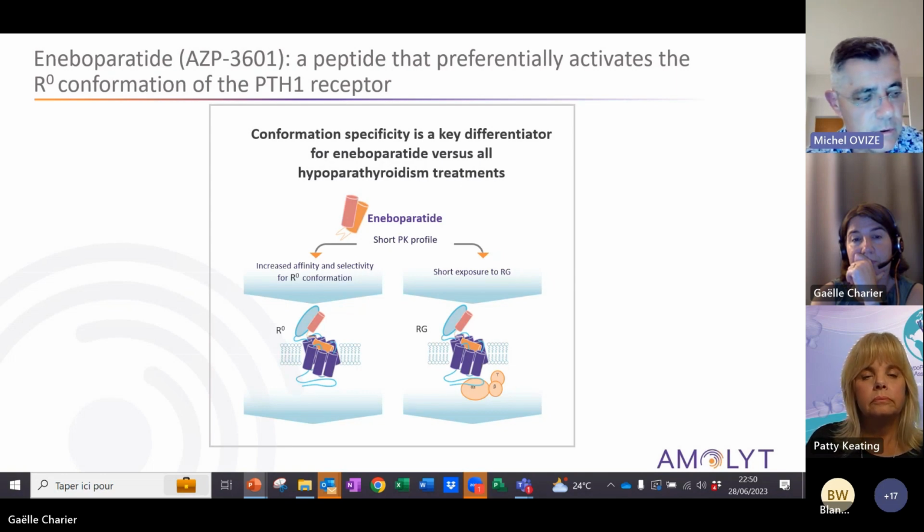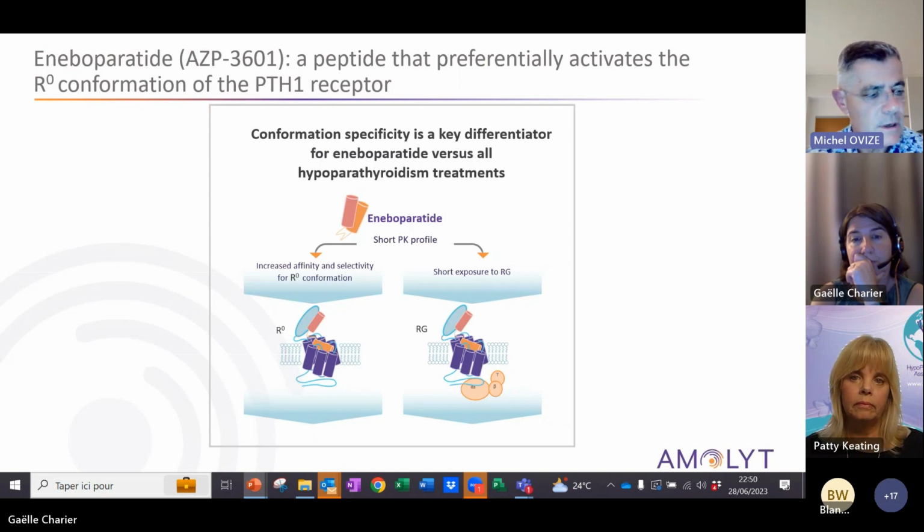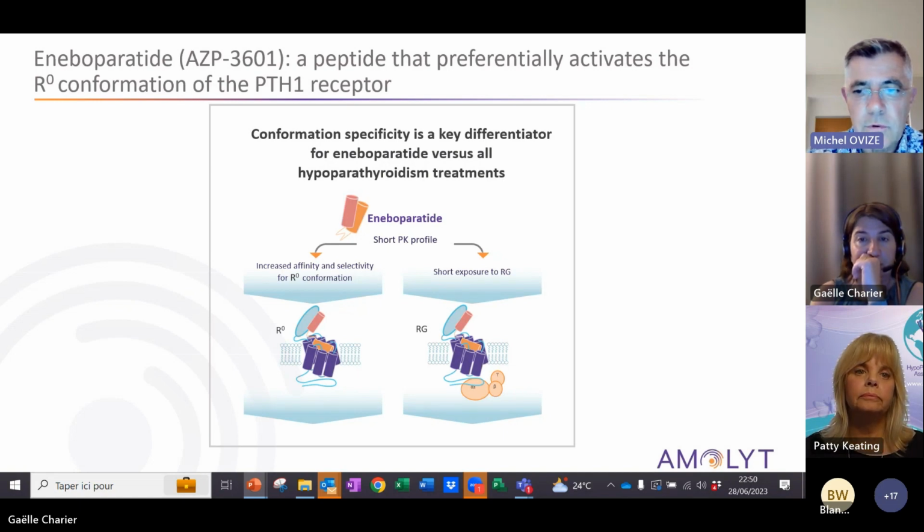So in terms of choice for physicians and for you patients, I think these are two very important aspects to take into consideration when you have to choose among the drugs that will be proposed to you in the future for treatment of this disease. Yeah, that's a good point.